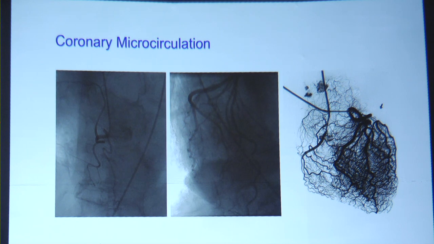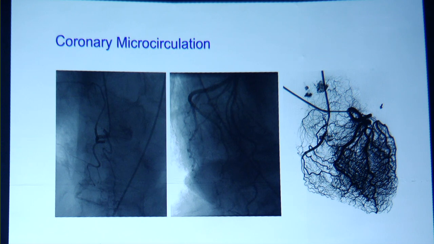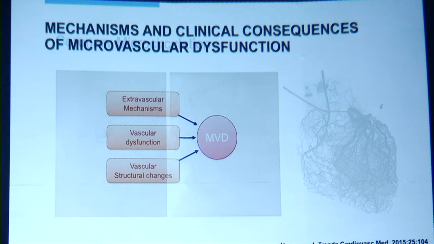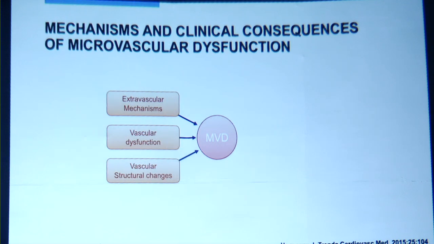And then the other is microvascular dysfunction. You've seen images like these. This is an animal model of the microcirculation. We can't see it, and we're so prone to just working on things we can see and forgetting about the things we cannot see, and that's partly why we're here today, to talk about physiology. So physiology is more than just FFR and iFR. How is microvascular function important in the lab?